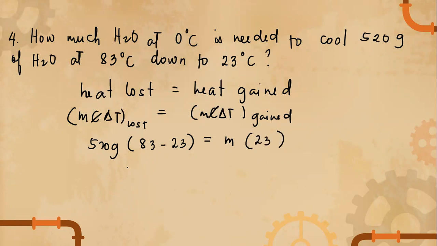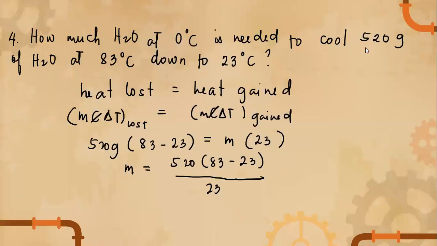Using this equation, we can say that the mass is equal to 520 times 83 minus 23 over 23. Mass is equal to 1,356.52 grams.